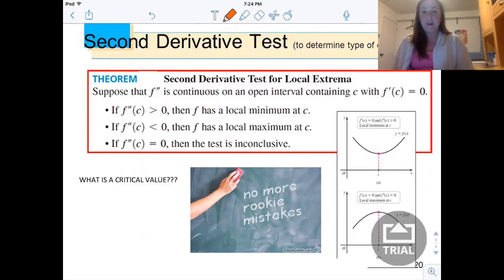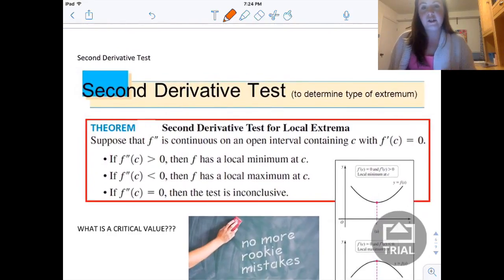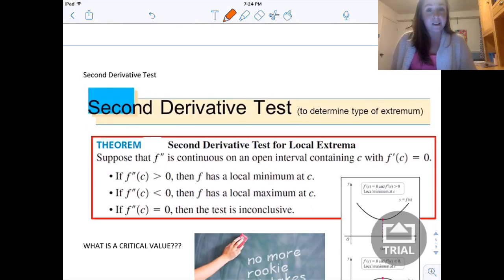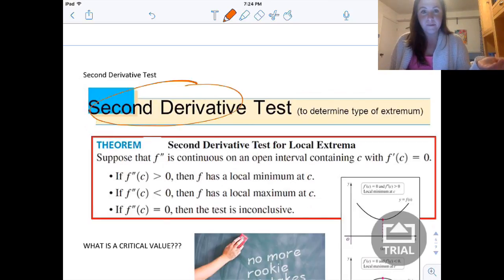Okay, the last curve sketching question that I got specifically was about the second derivative test. So I want to talk about this. Second derivative test determines extrema. Expect at least one question just on second derivative test tomorrow. So second derivative test, think second derivative, think concavity, right?